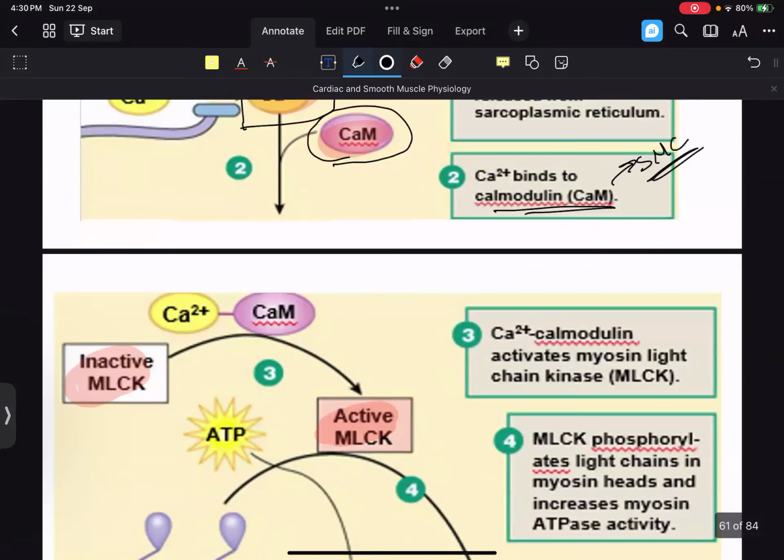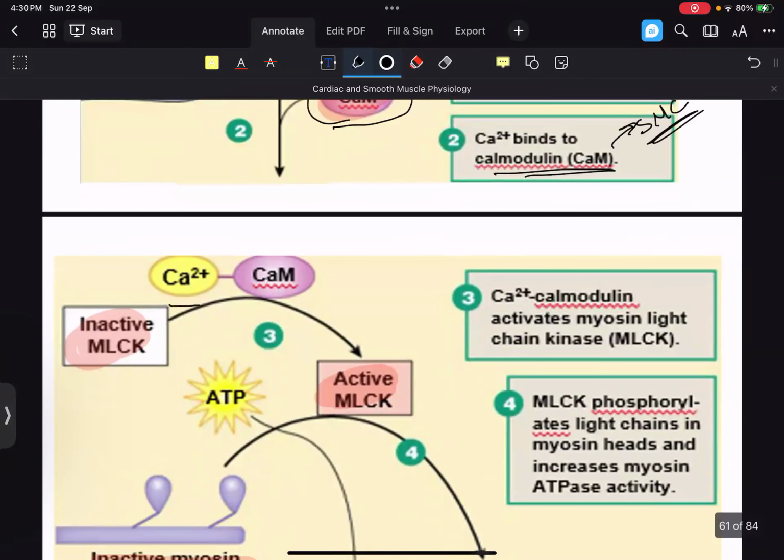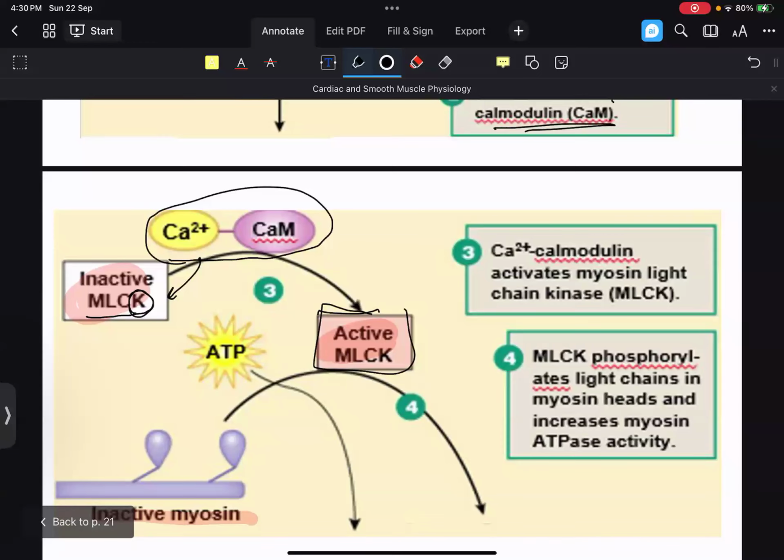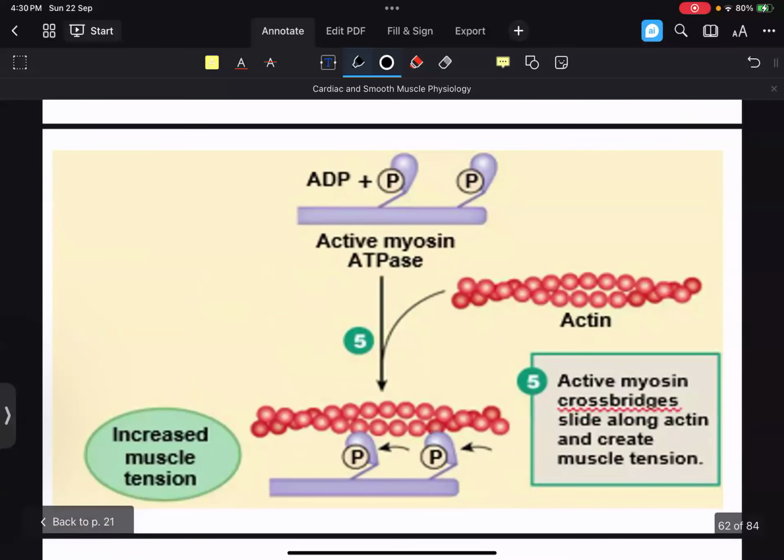Okay, now they're going to form a complex, the calcium calmodulin complex. Once they form this complex, they're going to activate something called myosin light chain kinase. And as I told you, kinase is just an enzyme that will phosphorylate something. So the calcium calmodulin complex will activate the myosin light chain kinase, which will phosphorylate the inactive myosin. And now you have an active myosin.